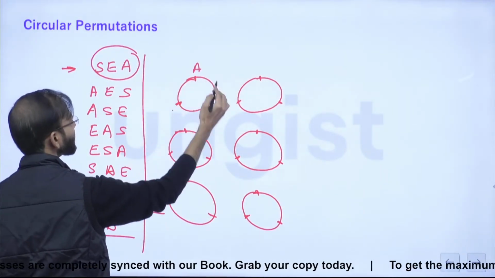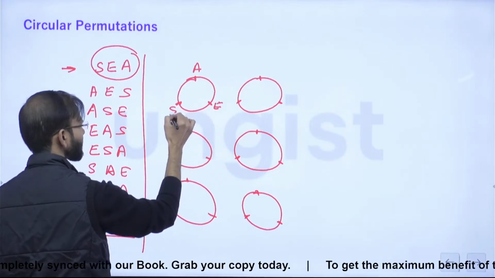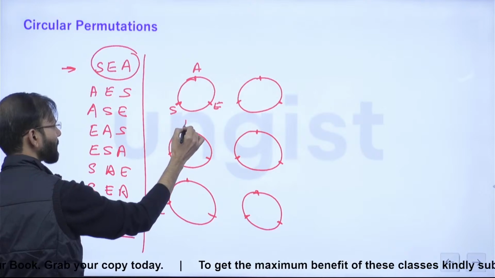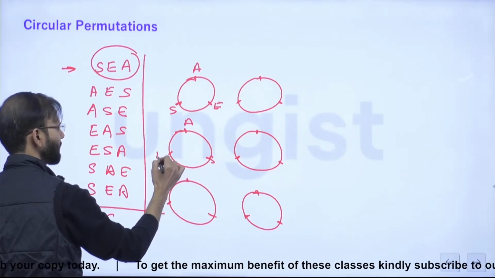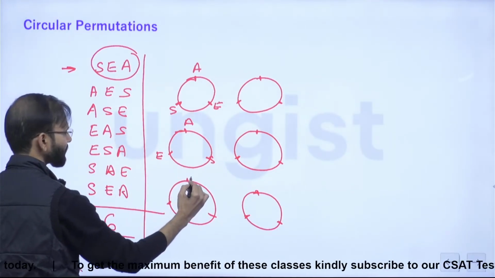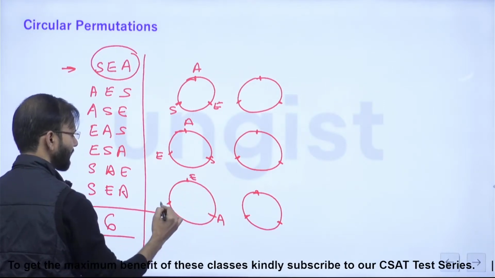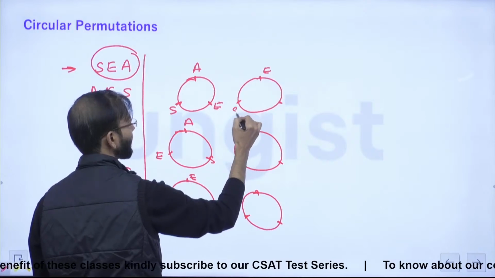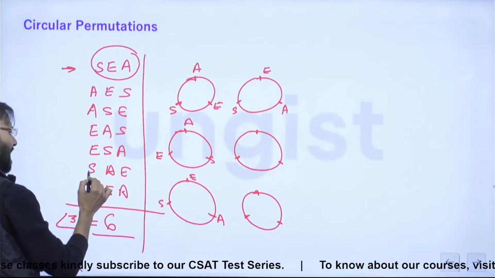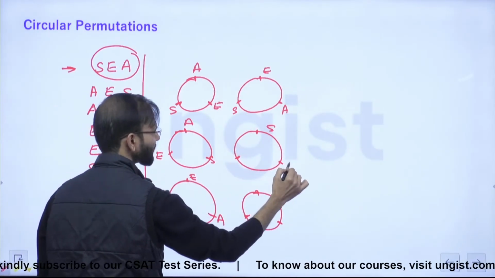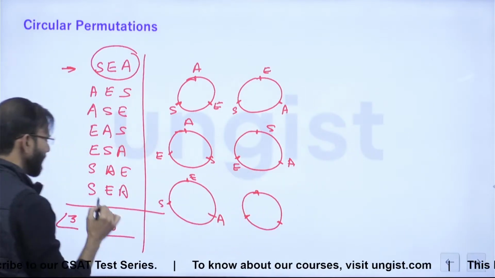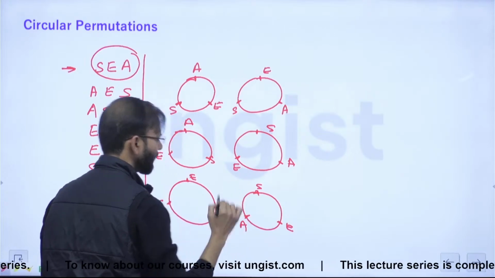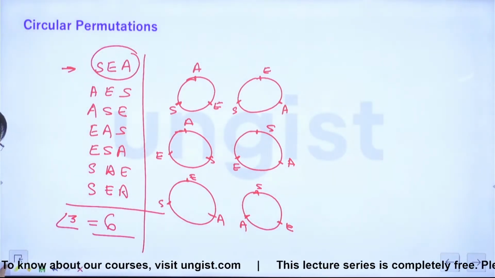So AES, correct? After that it is ASE. I am writing it here. ASE. Correct? Then EAS. EAS. Okay? Then ESA. ESA. Right? Then SAE. SAE. Fine? Then SEA. Everyone, correct?